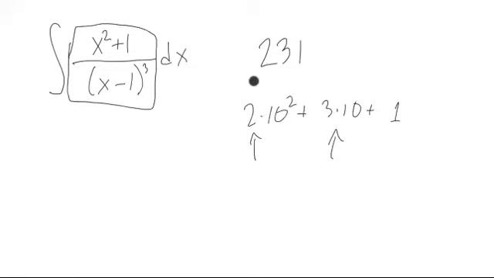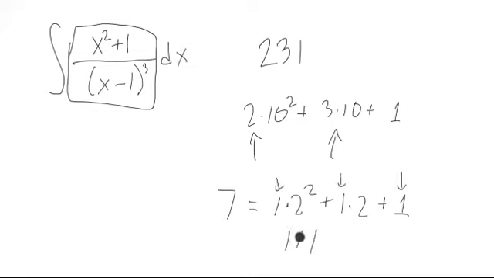Okay, so numbers have unique base 10 expansions, but they also have unique base 2 expansions. For instance, the number 7 can be written as 1 times 2 squared plus 1 times 2 plus 1. It's powers of 2, and this is unique. And using digits, we have the 1, 1, and 1. So in base 2, 1, 1, 1 is the same thing as 7. So we have these kind of unique representations.